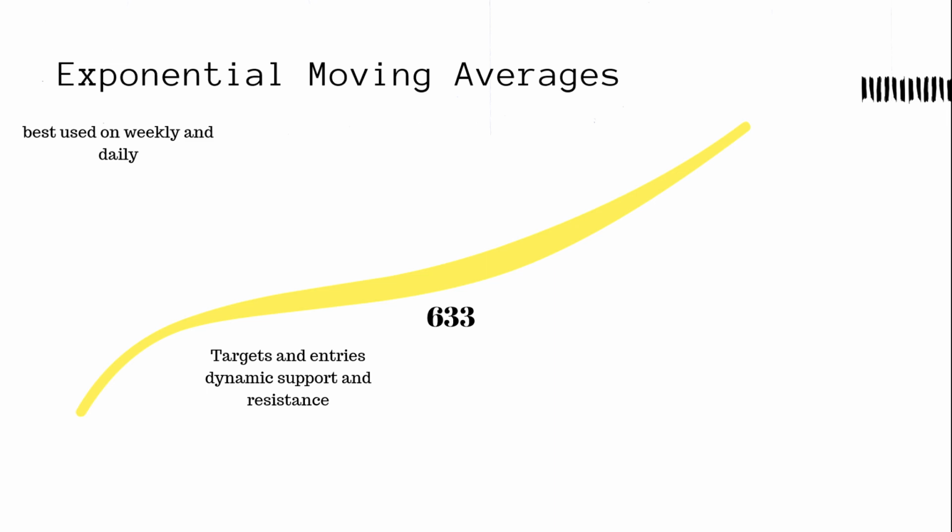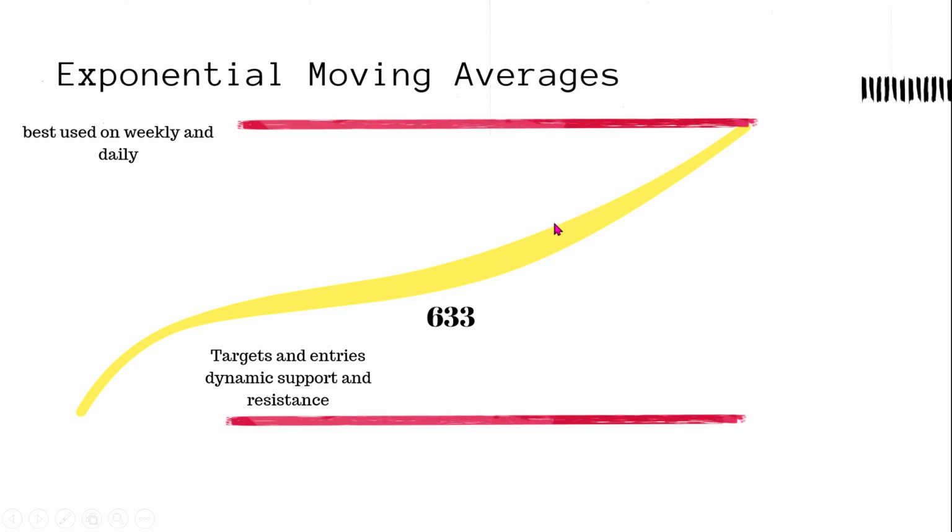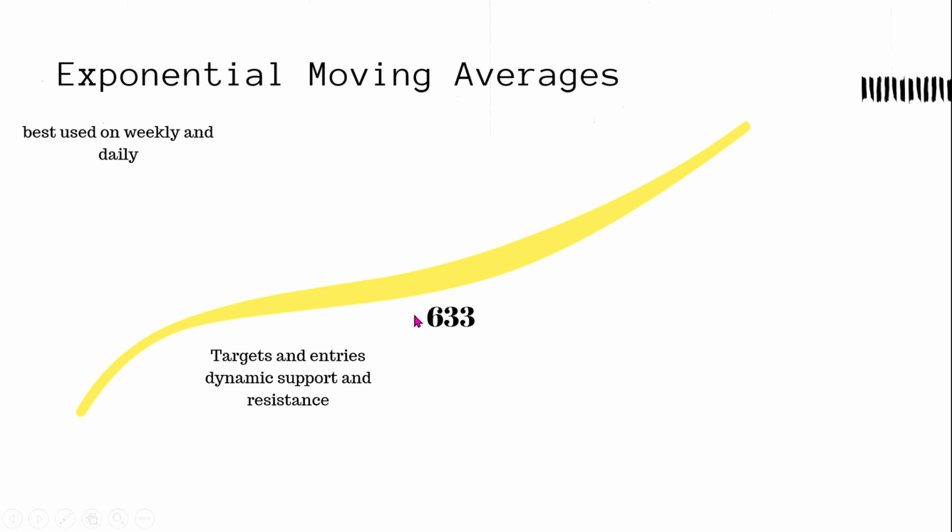So the 633 period moving average, this is used on the weekly and on the daily chart for dynamic support and resistance, and also for targets and entries. So it's a multiple purpose line on the chart, and when there is confluence together with a support equals resistance, this becomes a very powerful line on the weekly and the daily chart. Now, I also use the 633 on all other time frames for the same purpose, but it's best used on the weekly and the daily.